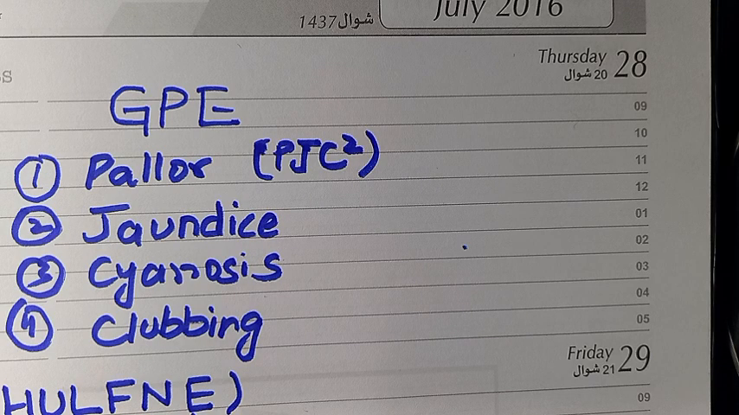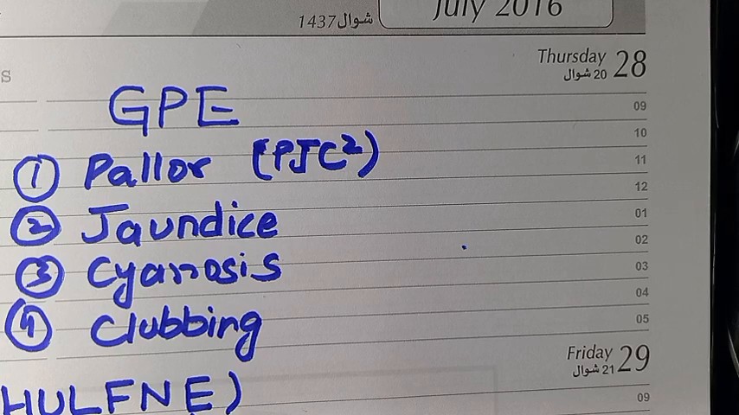Then comes jaundice. For jaundice, we look at sclera in daylight. The skin is prominently yellow in jaundice. Cyanosis means the blueness of skin, which can be due to low oxygen levels. It is of two types: peripheral cyanosis and central cyanosis. Peripheral cyanosis is present at the peripheries, including hands, feet, tip of the nose. Central cyanosis is present at lips, tongue, central region of the body due to low oxygen levels.